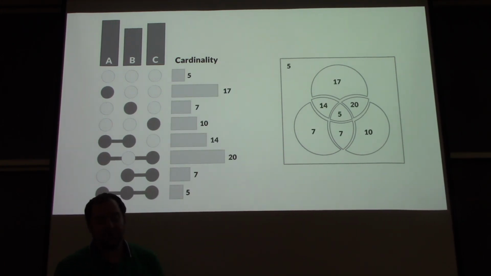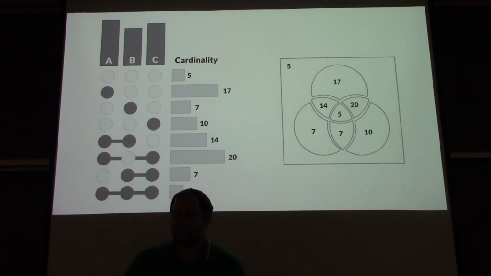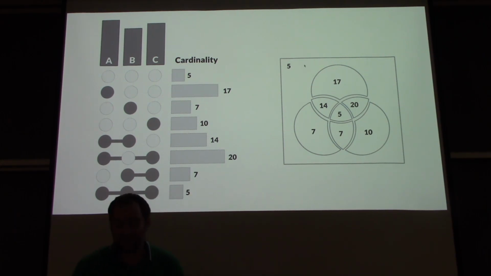And then we can plot the cardinality, or the size, of these intersections in detail using bars, and in this case also labeled. So you can see that there are 5 elements that are in none of the sets, and there are 20 elements that are in A and C but not in B.